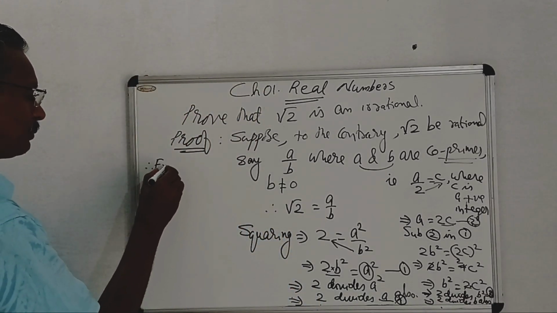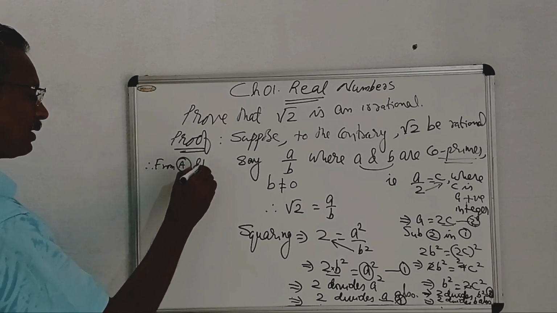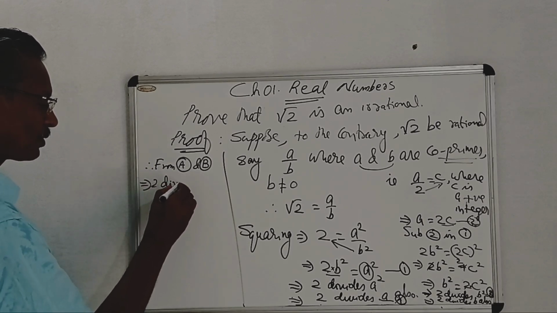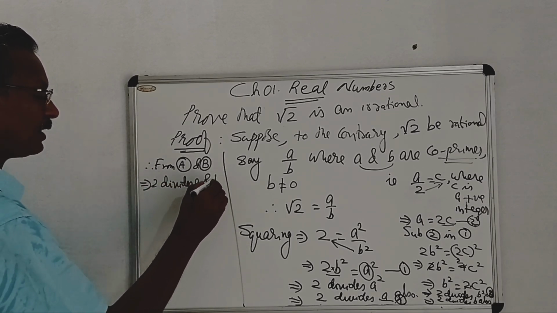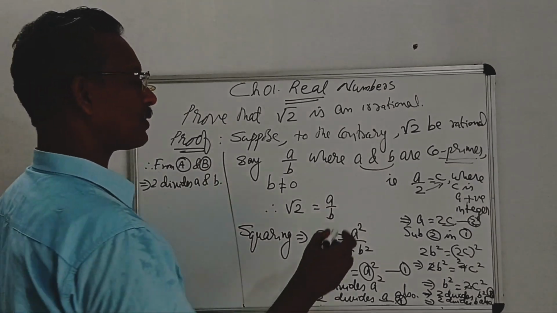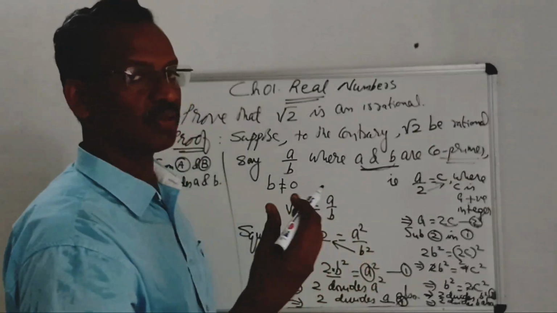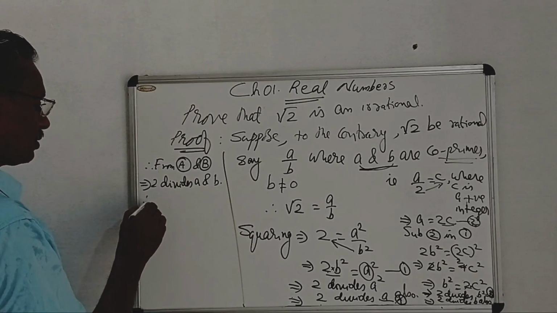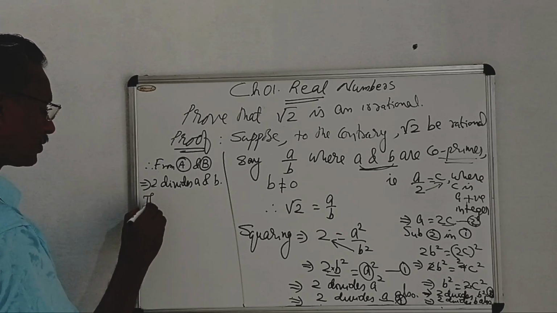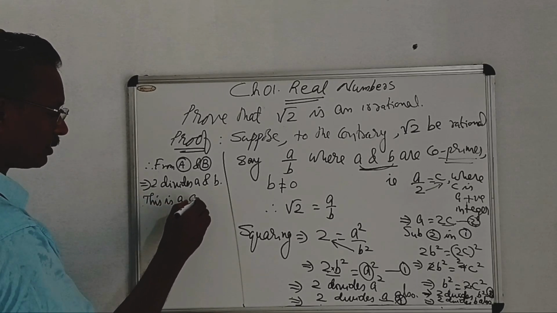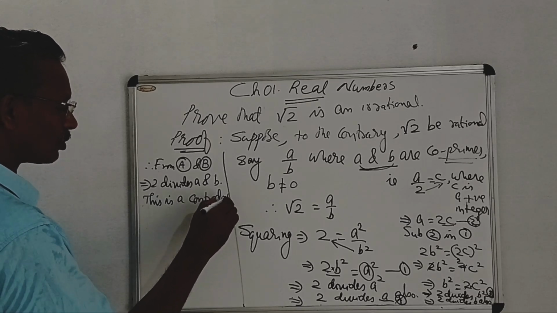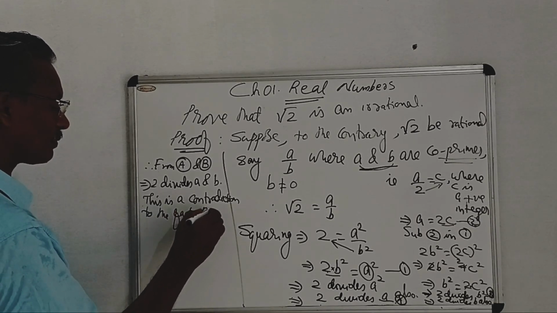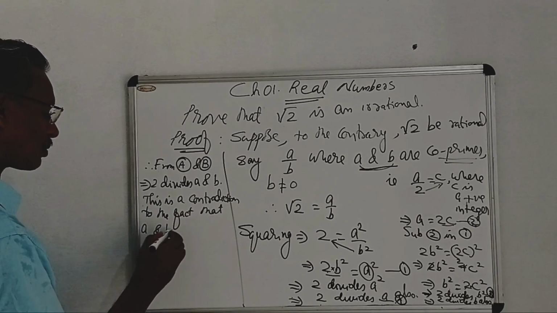Therefore from a and b, 2 divides a and b. But when we started, we have written a and b are co-prime. They are not divisible by any number other than 1. Therefore, this is a contradiction. This is a contradiction to the fact that a and b are co-primes.